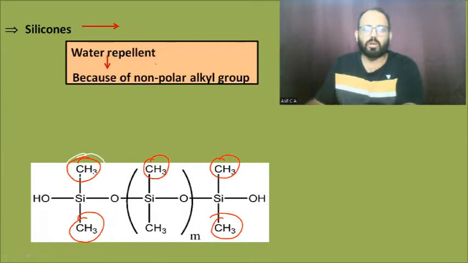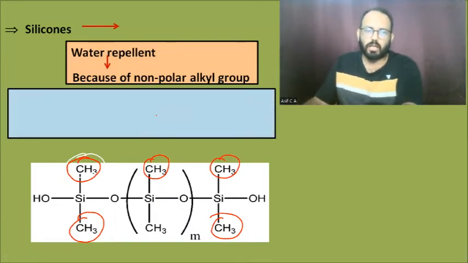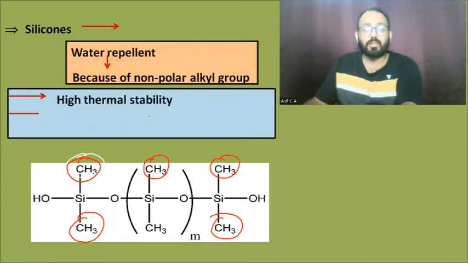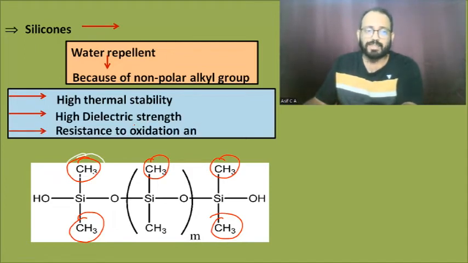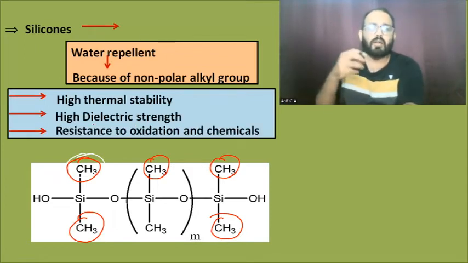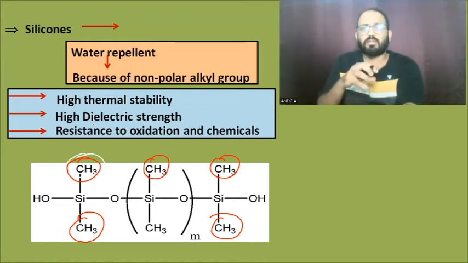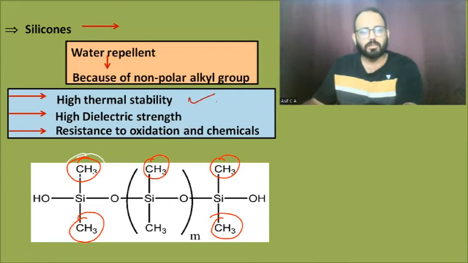So silicones are water repellent because of the non-polar alkyl group, and they are having high thermal stability, high dielectric constant, and they are having high resistance to oxidation and chemicals. Okay, just remember this one. Silicone is water repellent because of the non-polar nature of the alkyl group. They are having high thermal stability, high dielectric constant, and resistance to oxidation.